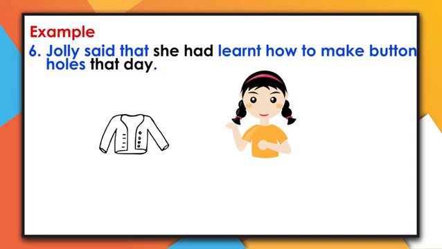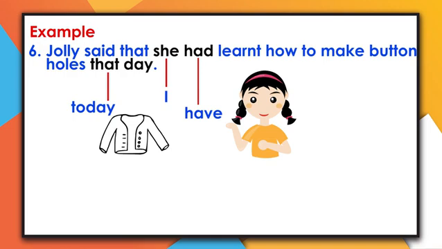Jolie said that she had learned how to make buttonholes that day. That is the sentence we have in the indirect speech, which we should change to direct speech, my precious viewer. First and foremost, we have to change "she" to "I", "had" to "have", then "that day" to "today". Then we can begin with the actual words of the speaker.